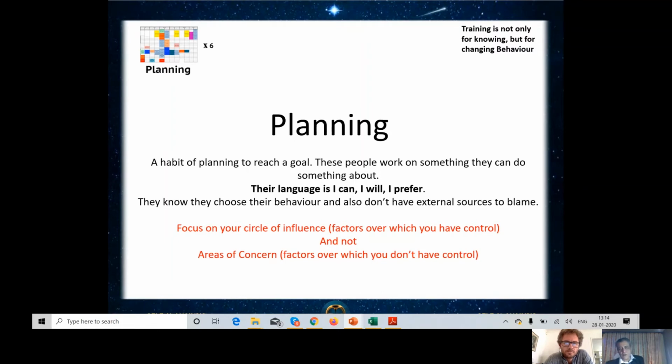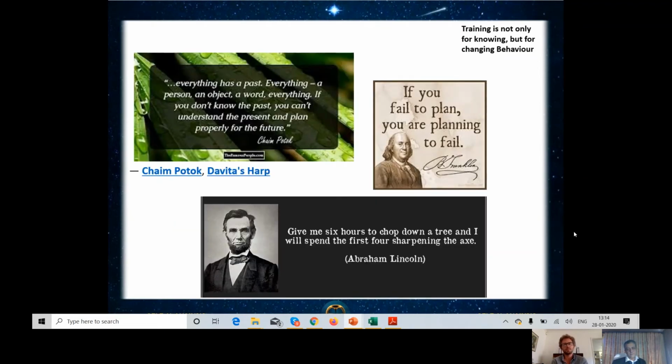Correct. People who are highly effective know that in life there are two factors. One is your circle of influence, factors over which you have control. The other is areas of concern, factors over which you don't have control. So which should you focus upon? Focus upon what you can do, your circle of influence. There's no point crying over factors you cannot control. Exactly. Just focus on what can be done in this present time. That's why Ben Franklin said, if you fail to plan, you're planning to fail.